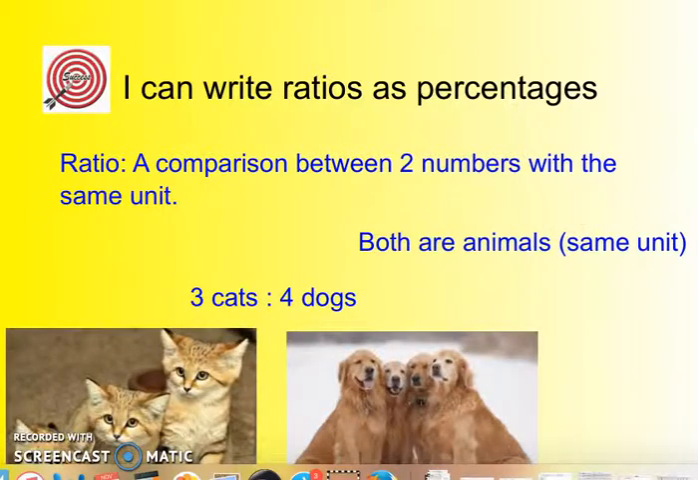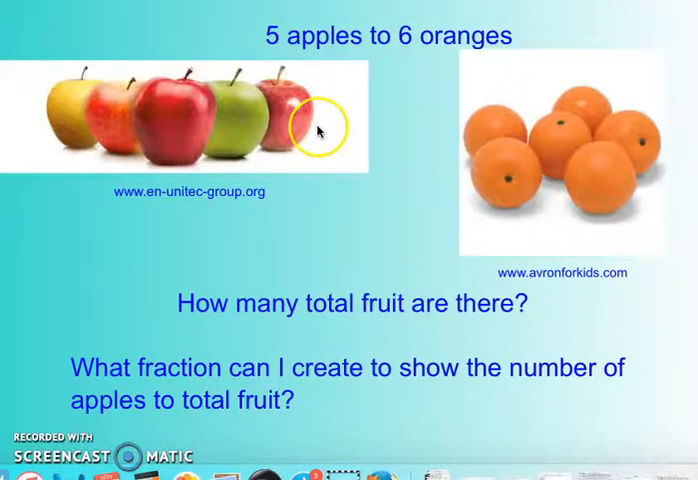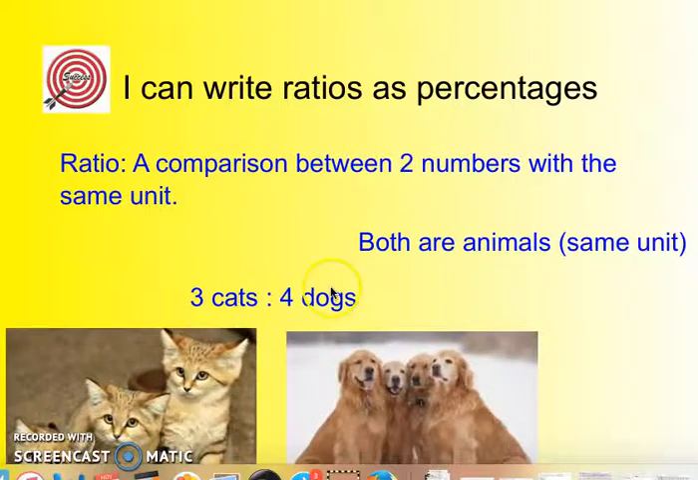For instance, if I compare 3 cats to 4 dogs, they're both animals, so they are in the same unit. Or if I compare apples to oranges, they are both fruits, so they have the same unit. Notice on the first one I compared cats to dogs with a colon in the middle. 3 cats to 4 dogs. This is an example of a ratio.